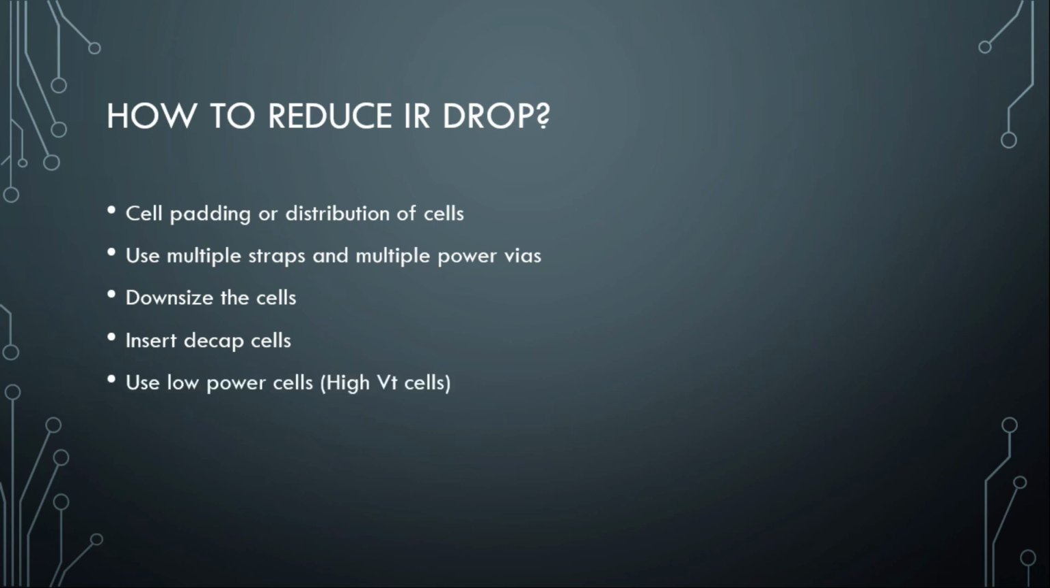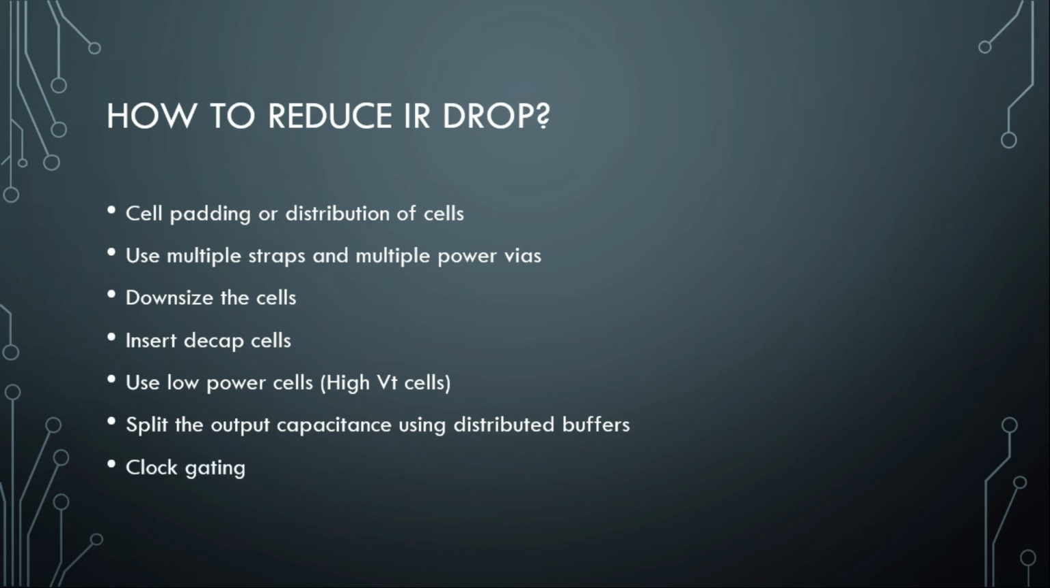Use of low power cells is highly done in the modern design techniques, where multi-threshold voltage cells are being used. High VT cells are low power cells. We can also split the output capacitance using distributed buffers. So this will reduce the output load capacitance and thus reduce the static IR drop due to RC. And final technique would be clock gating, which reduces the dynamic power dissipation. And I have a video on clock gating. You can watch that for more information.